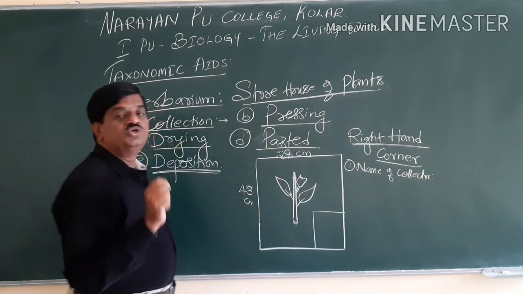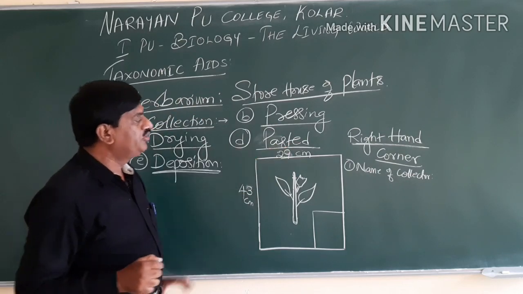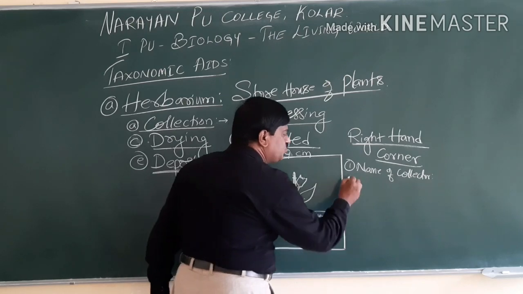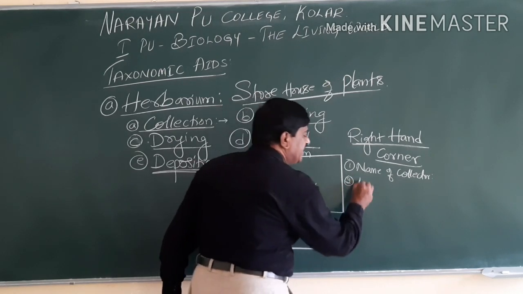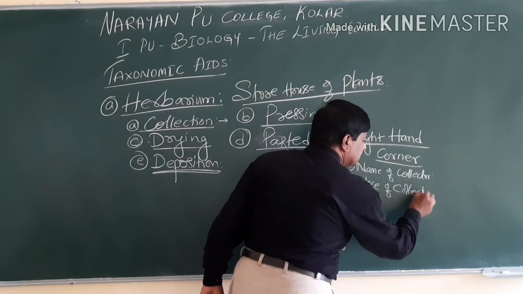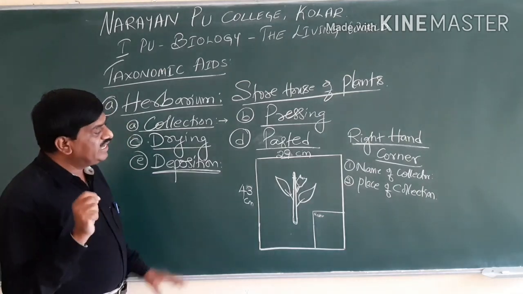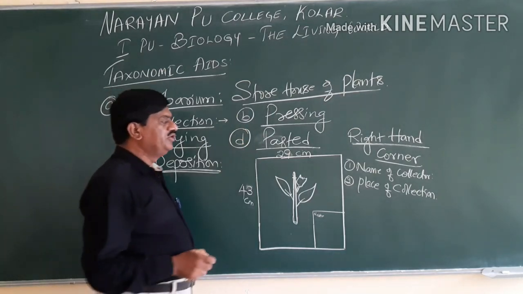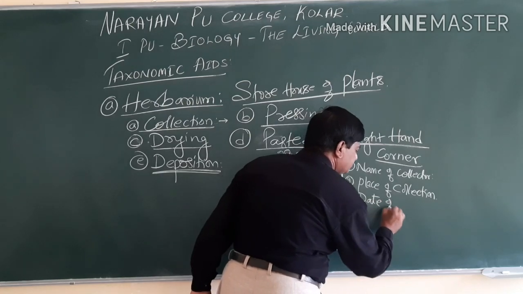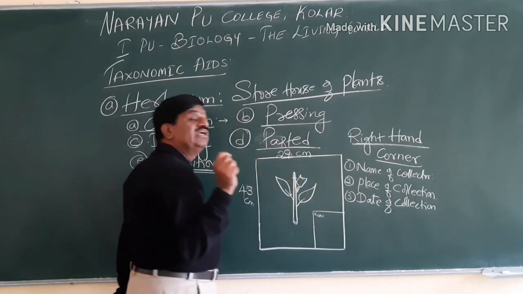A person who is going to collect this leafy twig is going to write, very first, the name of the collector. The next one is the place of collection. So in which place or which local area we are going to collect it, we are going to write. The next one is the date of collection. We are going to write the date of collection.